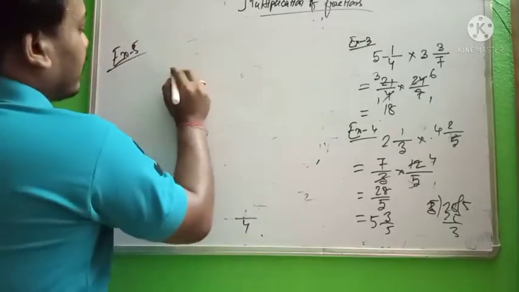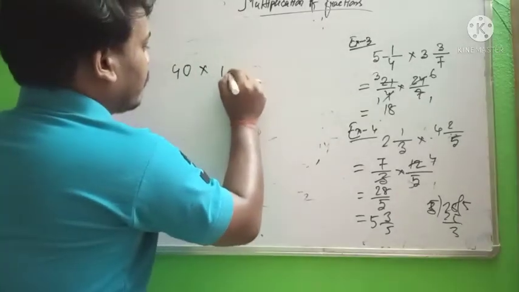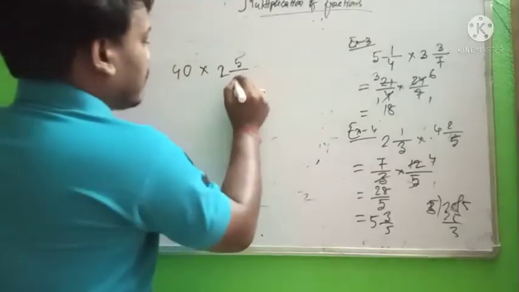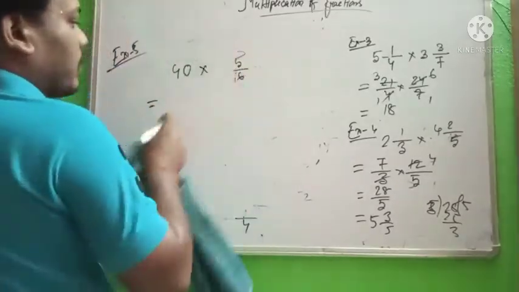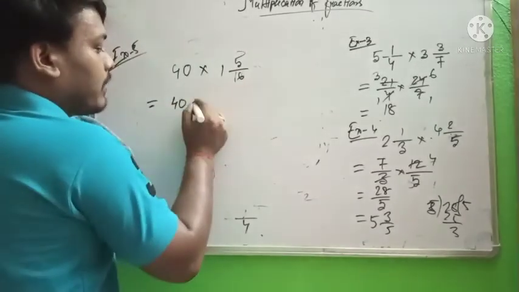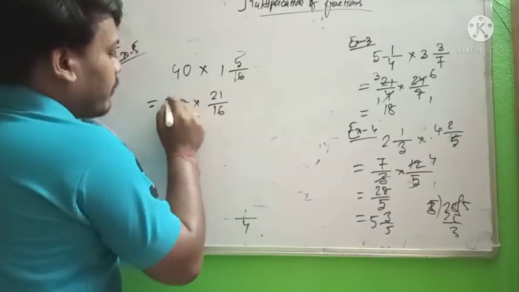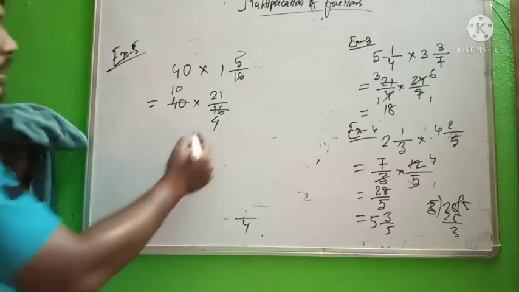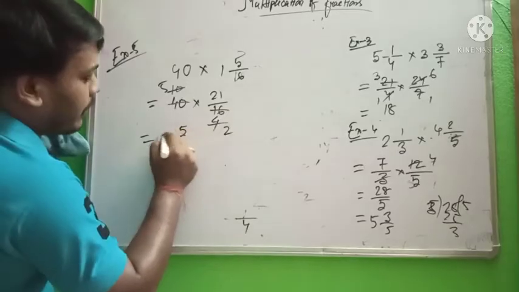Your answer may become a fraction also. If I give one example, 40 into 2 whole 5 by 16. First we need to convert it into an improper fraction. So 16 2s are 32, plus 5, 37 by 16. So we can cut by 4. So 4 10s are 40, 4 4s are 16. So what is the value?